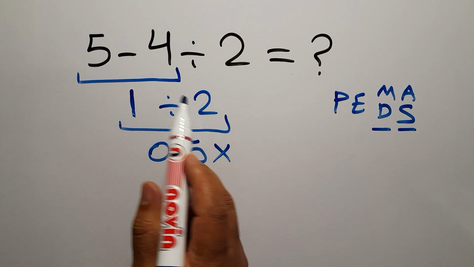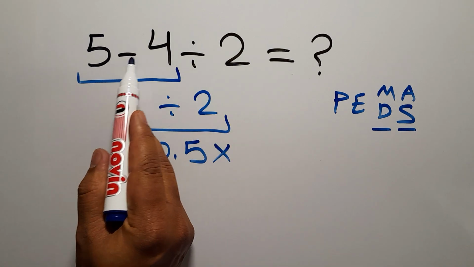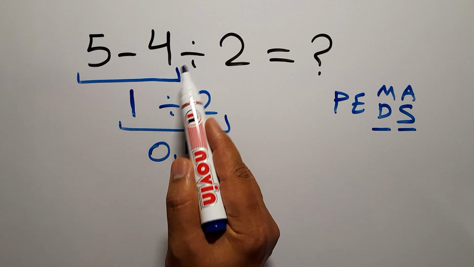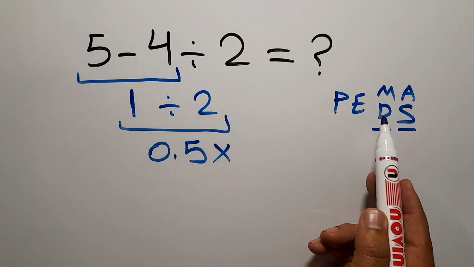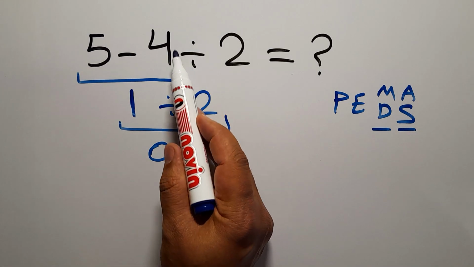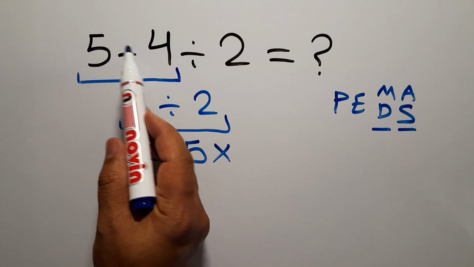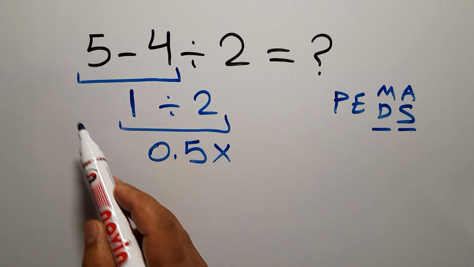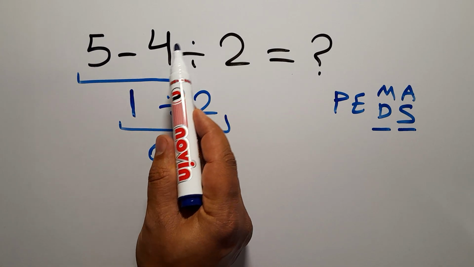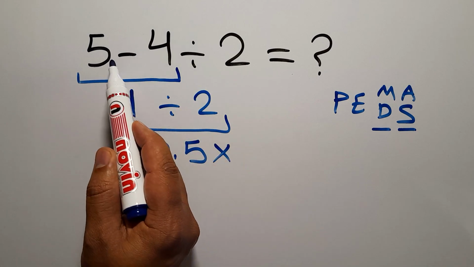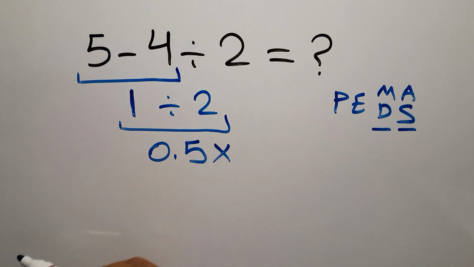So here, in this expression, we have one subtraction and one division. In PEMDAS, division comes before subtraction. Okay? So first we have to do this division, then this subtraction. Okay?